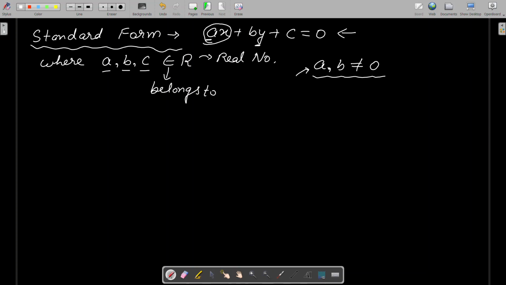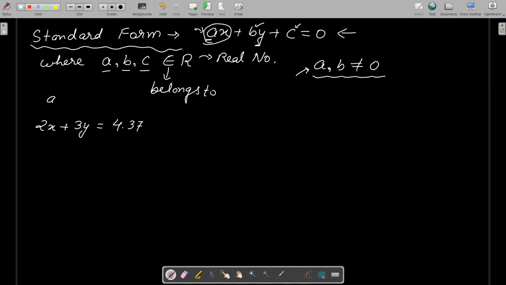Now if you see your NCERT book, there are certain questions given to express the linear equation in standard form, and from there try to write down the values of A, B and C. So let us see how we can do it. Suppose you have an equation given in this form, 2x plus 3y is equal to 4.37. Now, is this in the standard form?